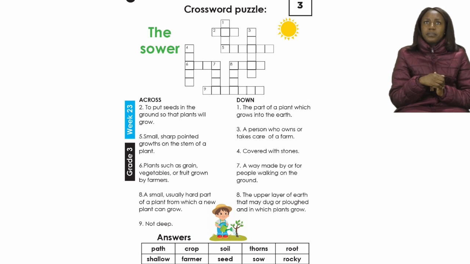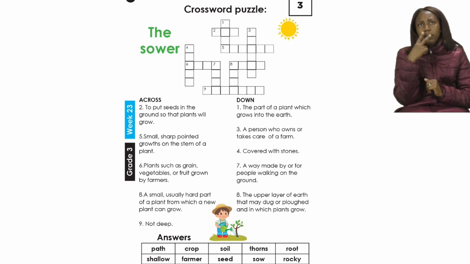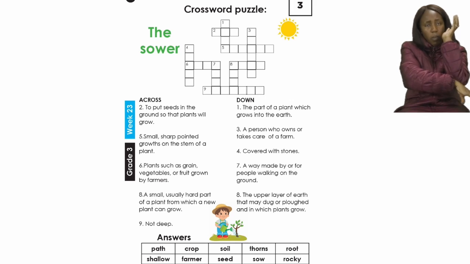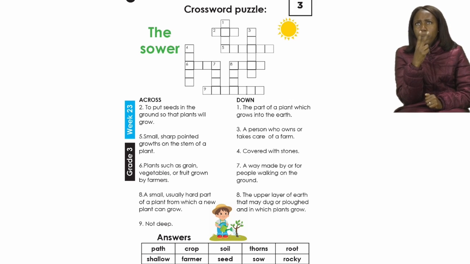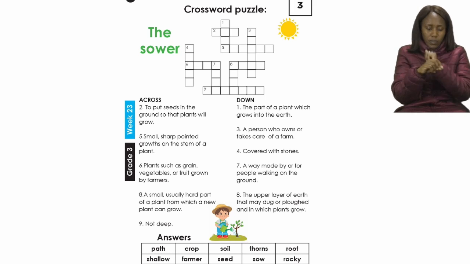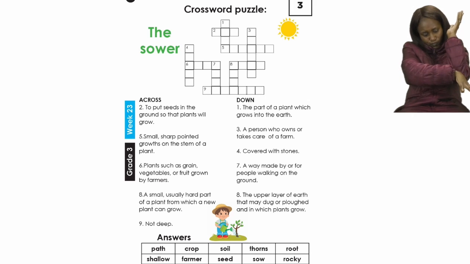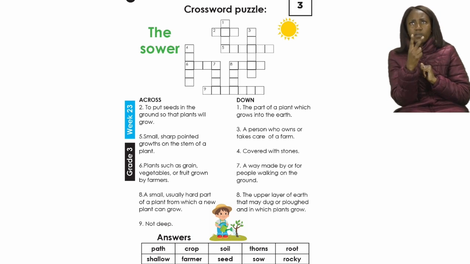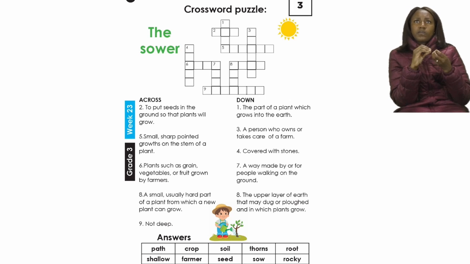So let's quickly go back to number 1 and see which part of a plant grows into the earth. Let's look through the answers. I think the answer will be a root. Now let's quickly go back to the clues again and look at clue number 2 that goes across.